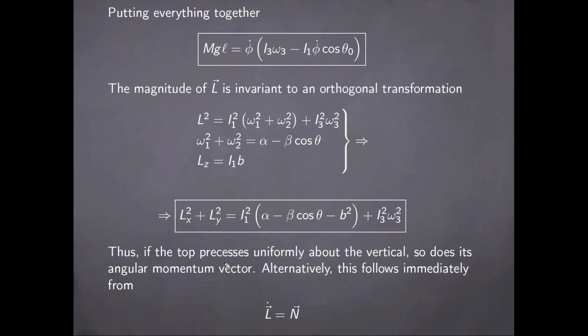So if the top precesses uniformly about the vertical, then so does its angular momentum vector, as is proven here, because this will be a constant as well. Alternatively, you can show that this follows immediately by evaluating explicitly Newton's second law.